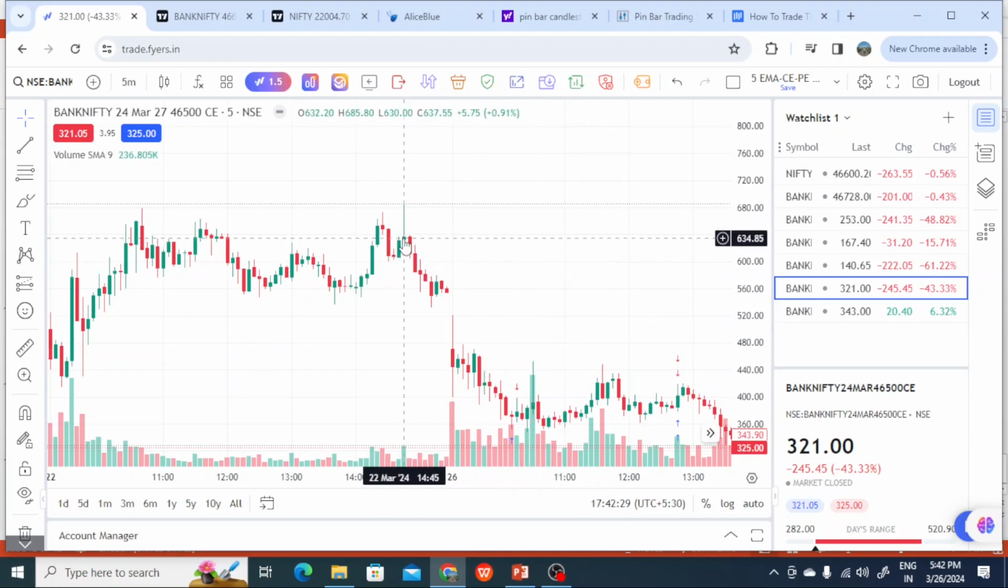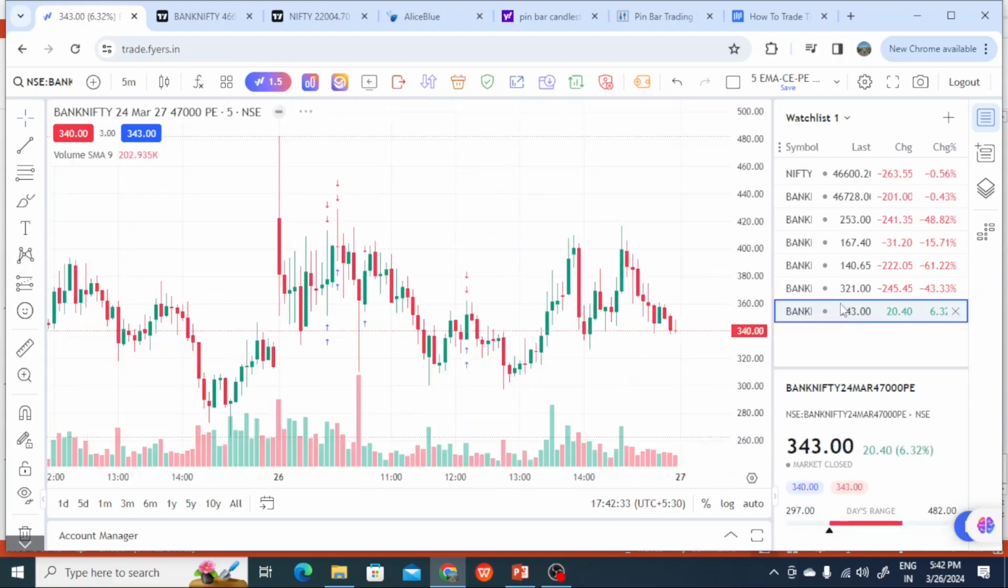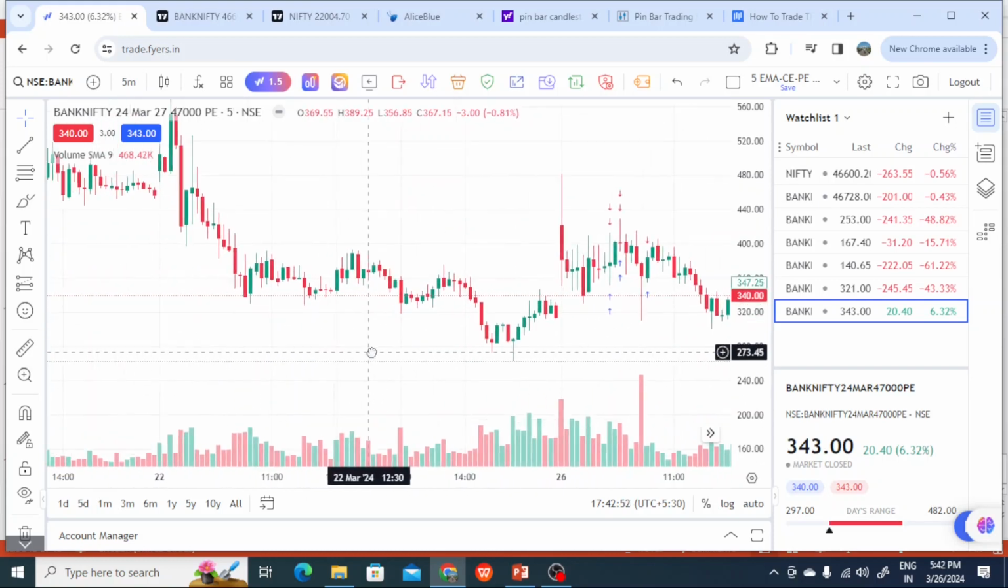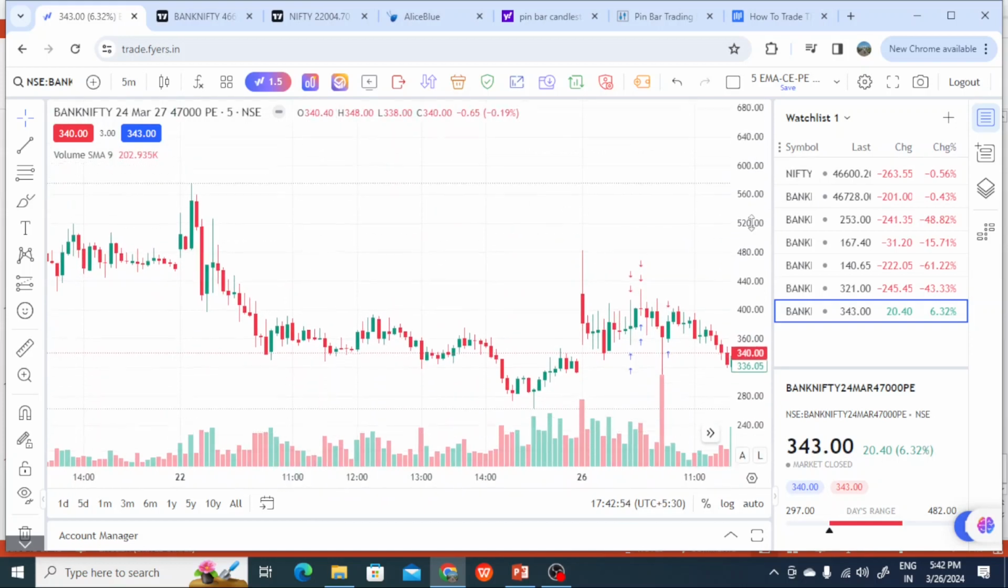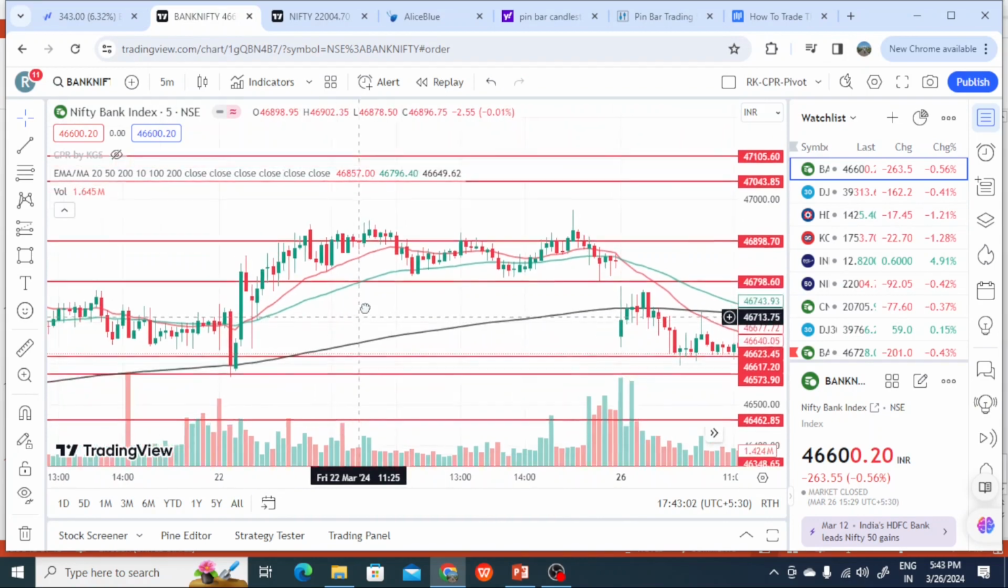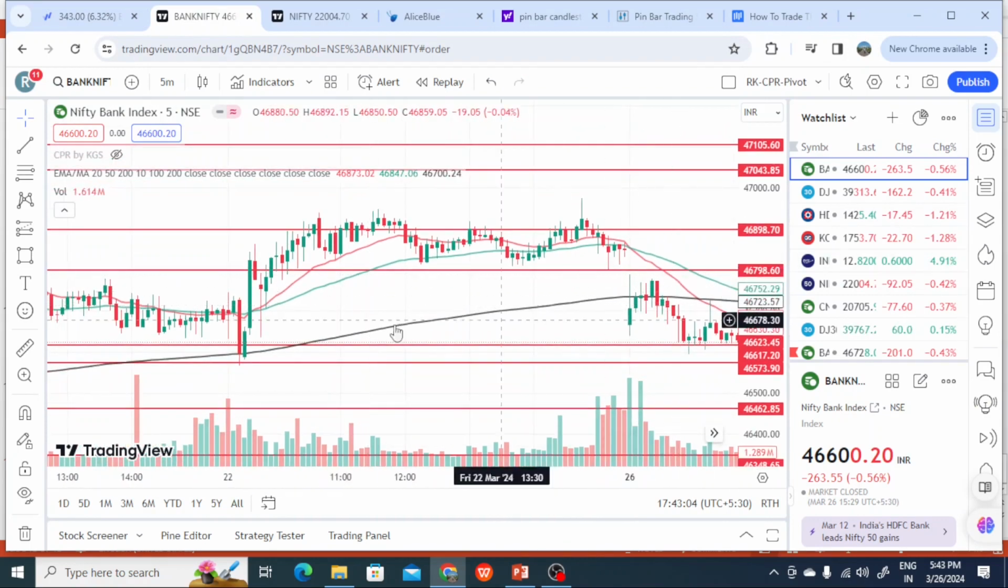Or for this 2:45 candle, if you see, this is the 2:45 candle pin bar. If you had taken an entry here at 289, it went up almost, you could have taken a 40 points stop loss and 40 points profit. So we can find these pin bars directly on the option chart or on the index, either Nifty or Bank Nifty.